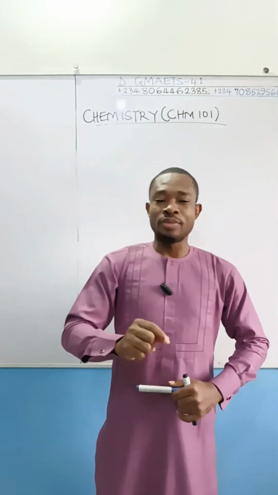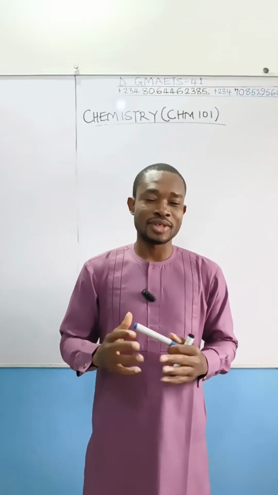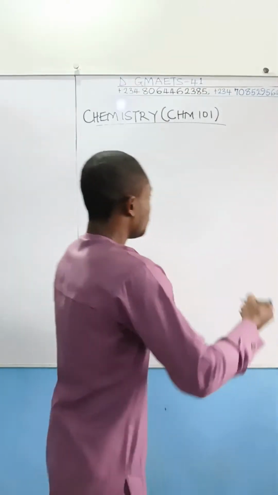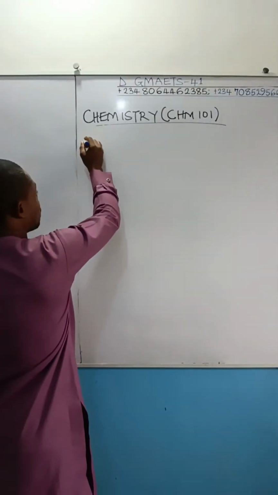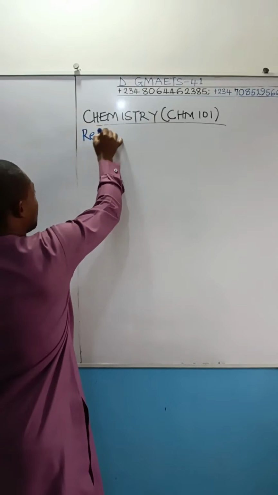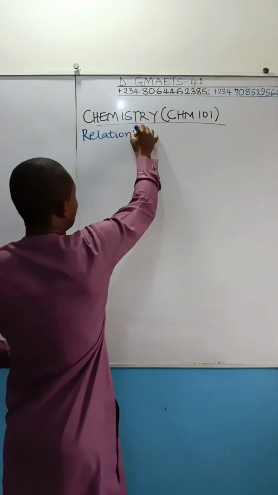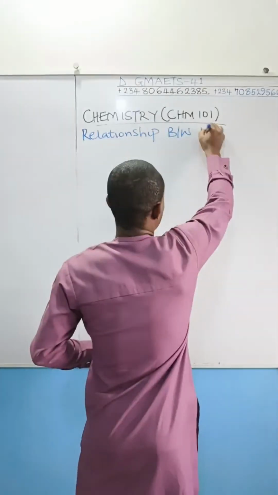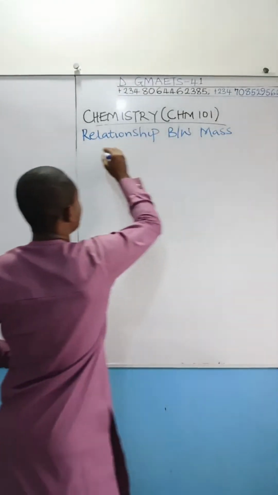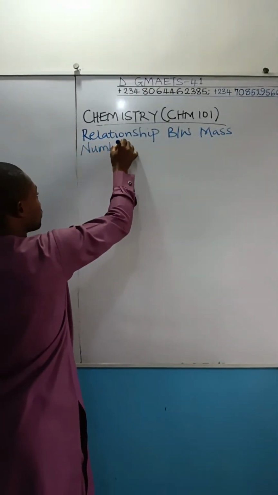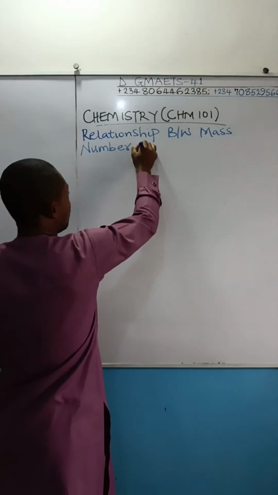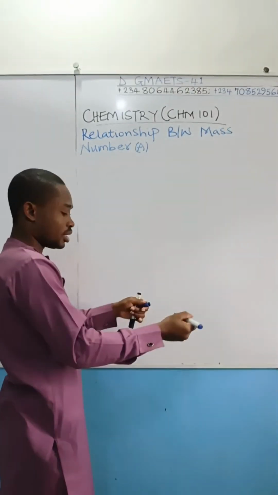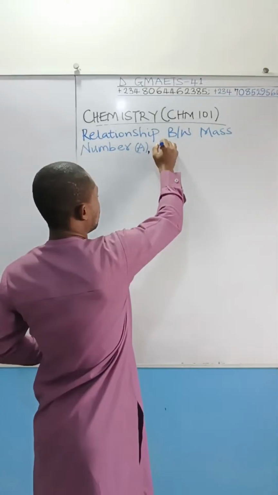In this class, we will be giving attention to a special aspect of atomic structure. We'll be looking at the relationship between mass number, we use A to represent the mass number, the atomic number, and the neutron number.